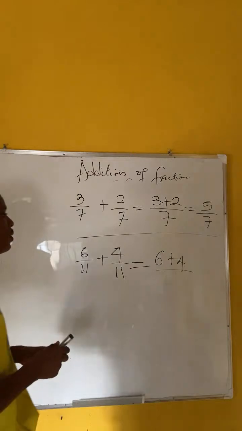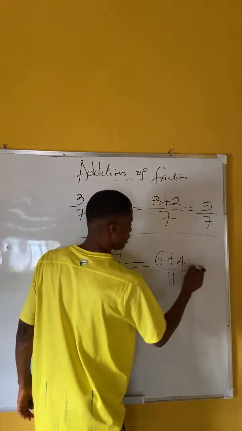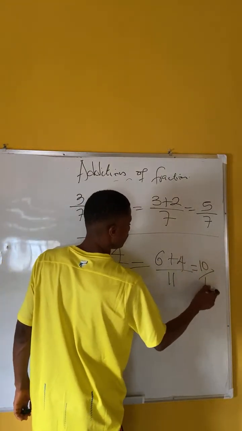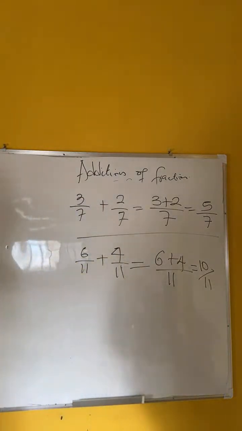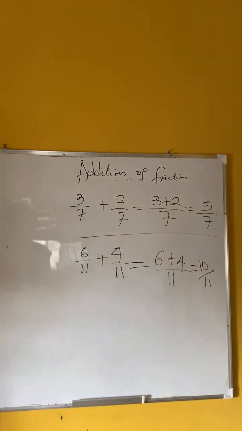6 plus 4 is what? 10. So the answer becomes 10 out of 11. Okay? That's how to add two fractions together. Adding two fractions together is very, very easy. Just add the numerators.